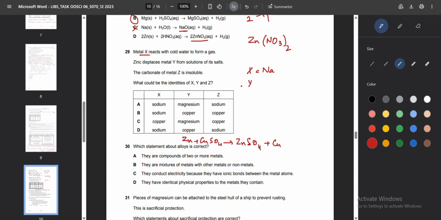Y is copper, because zinc is more reactive than copper and can displace copper, but zinc cannot displace magnesium, which is more reactive. And our next option Z is also copper, because copper carbonate is not soluble in water. On the other hand, sodium carbonate is soluble in water. So which option matches? It is option B.